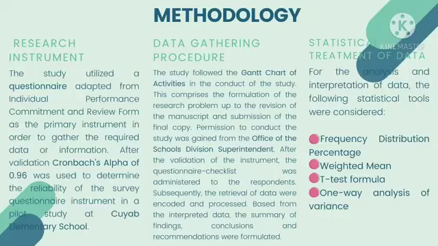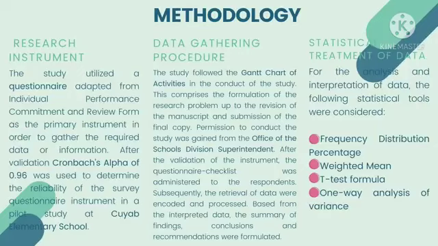Data gathering procedure. The study followed the Gantt chart of activities in the conduct of the study. This comprises the formulation of the research problem up to the revision of the manuscript and submission of the final copy. Permission to conduct the study was gained from the Office of the School's Division Superintendent. After the validation of the instrument, the questionnaire checklist was administered to the respondents. Subsequently, the retrieved data were encoded and processed. Based on the interpreted data, the summary of findings, conclusions, and recommendations were formulated.